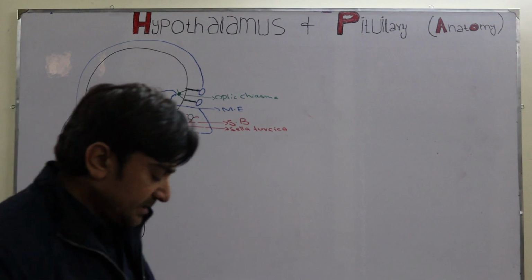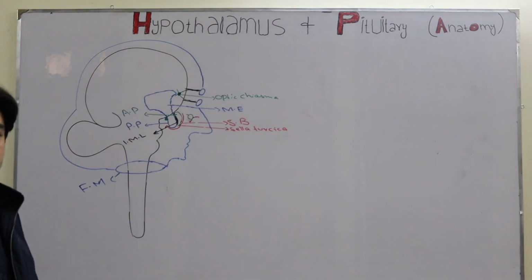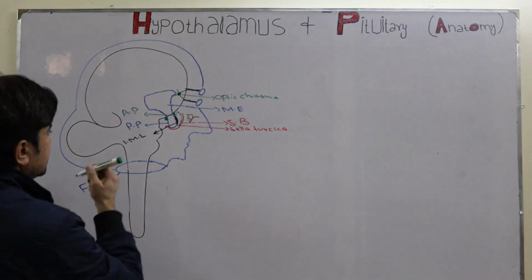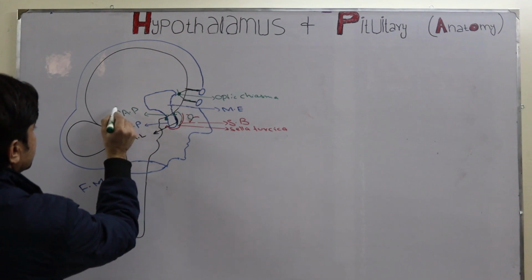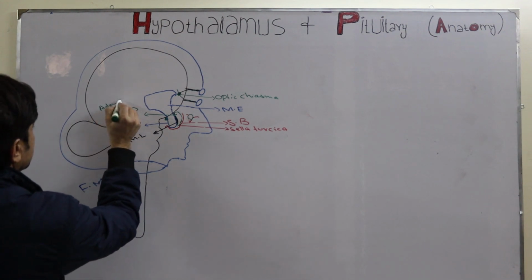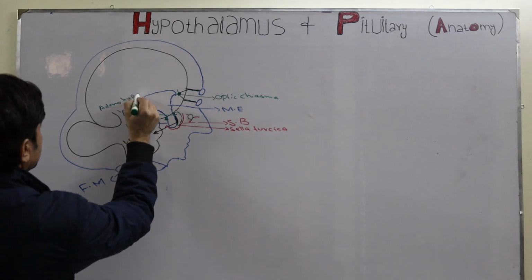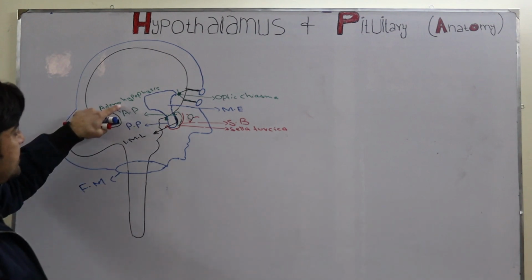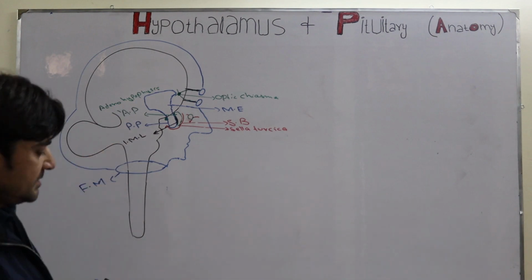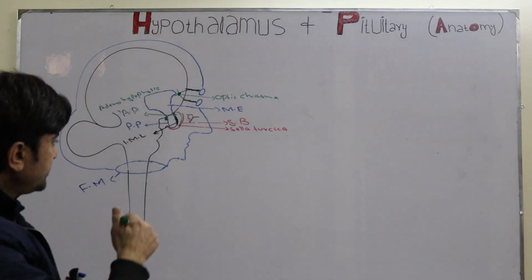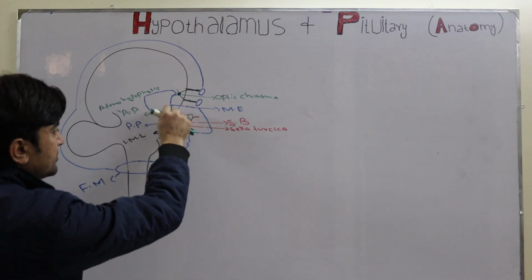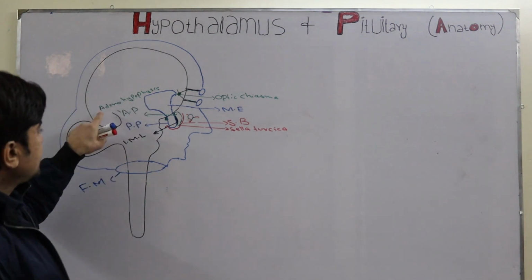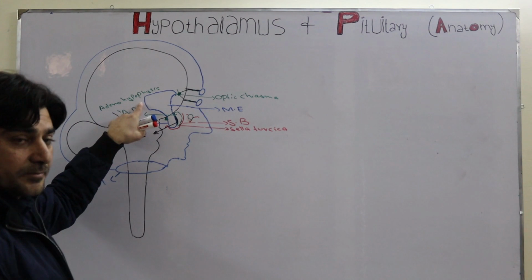Anterior pituitary, in my previous lecture I talked that anterior pituitary is also called adenohypophysis. The word adeno means gland. Hypophysis means undergrowth. So, as you can see, it is the small undergrowth below the brain, and it is a glandular structure. Therefore, it is also called adenohypophysis.